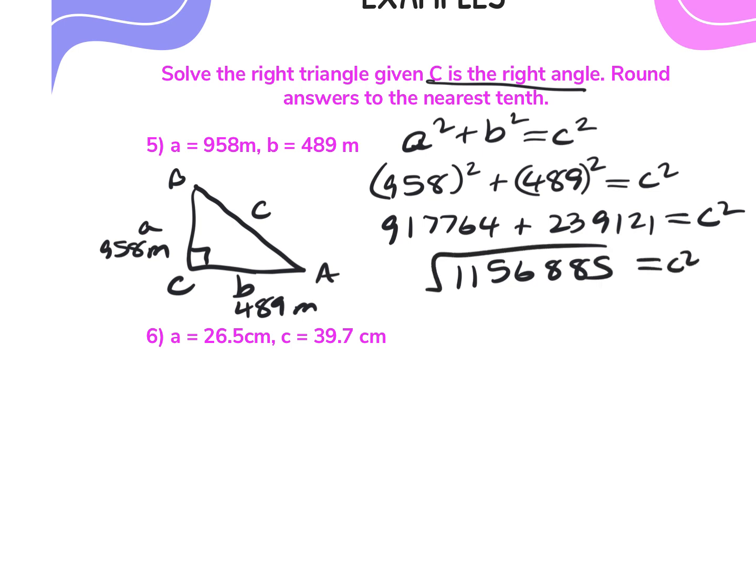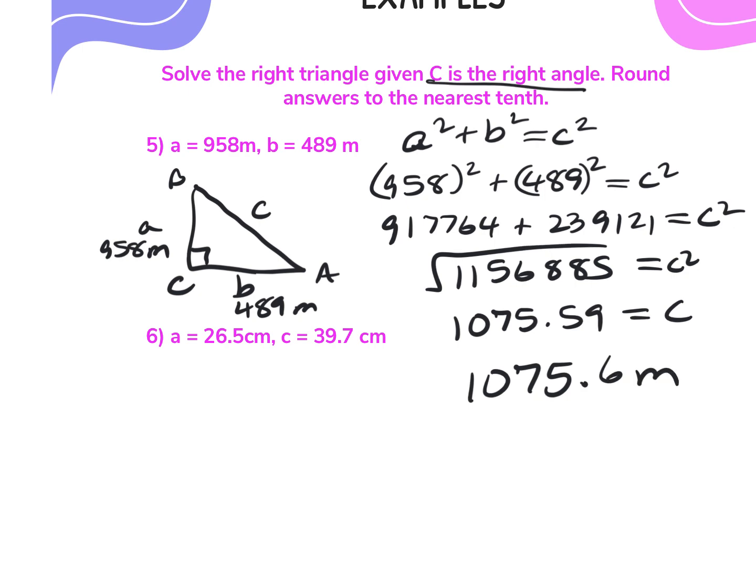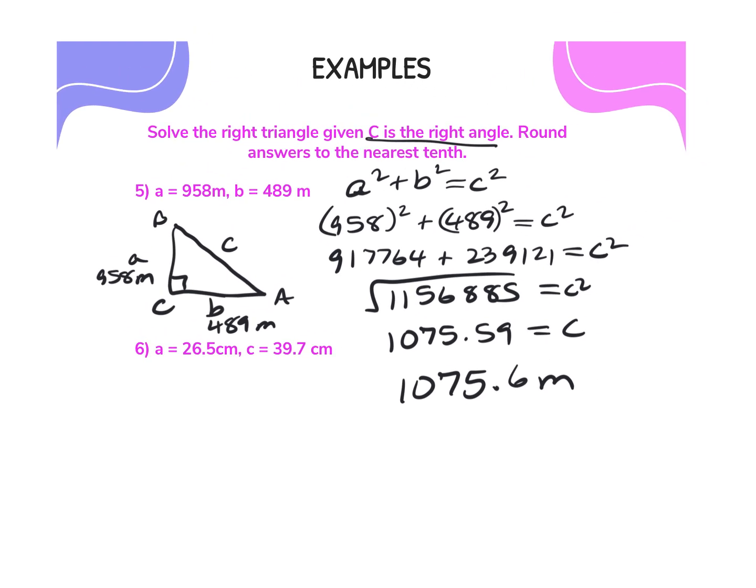And we're going to round to the tens place. So once we square root it, you should be getting 1075.59. And then you're going to round to the tenths, so 1075.6 meters. So that's my missing side C.